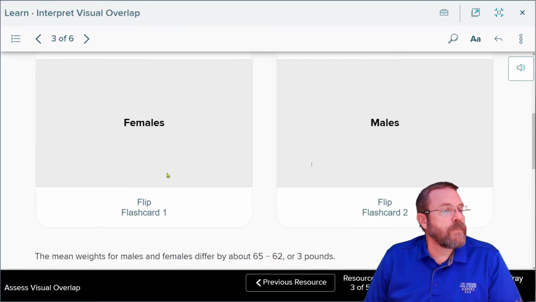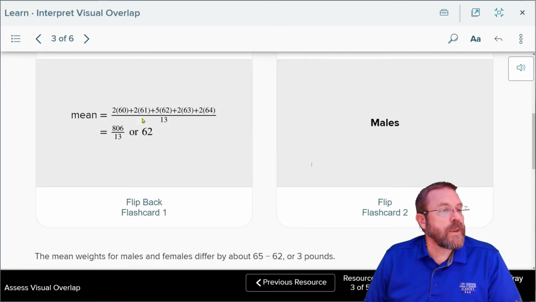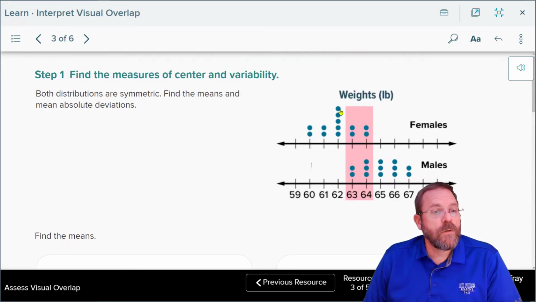First we're going to find the means. And on the flip card, the means, if you took all the females, added them up, and divided by the number of numbers, it's going to be 62. But look at this right here.